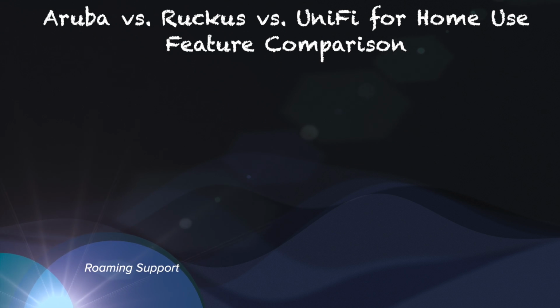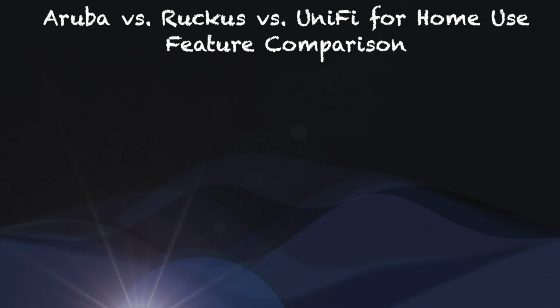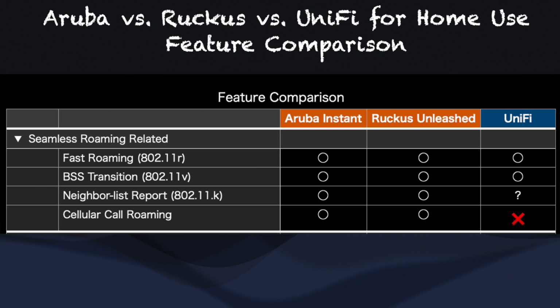One of the important aspects of a multi-access point Wi-Fi system setup for me is seamless roaming. There are several protocols that help improve roaming of a client between access points. All three systems support fast roaming and BSS transition. I could not find an equivalent option in UniFi for neighboring list report.